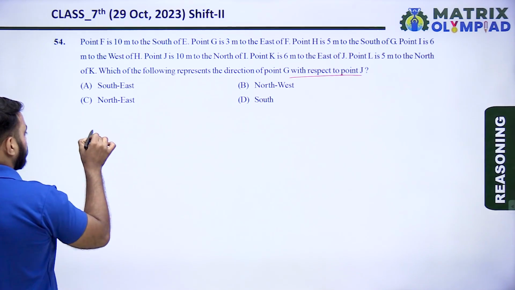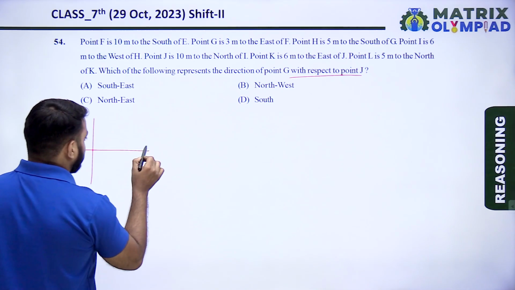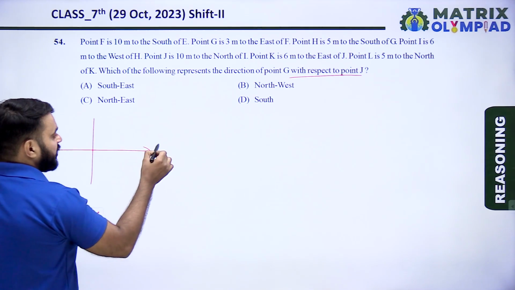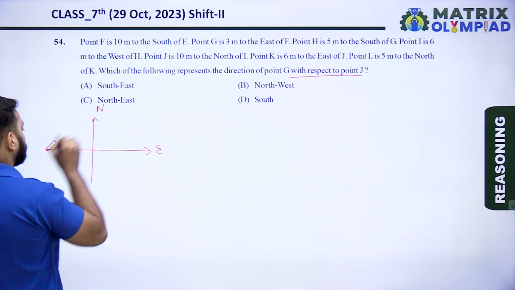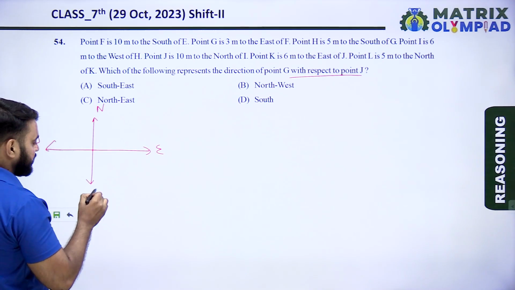Before starting this question, we should know that there are 4 types of main direction. This is east, this is south, this is north, this is west.